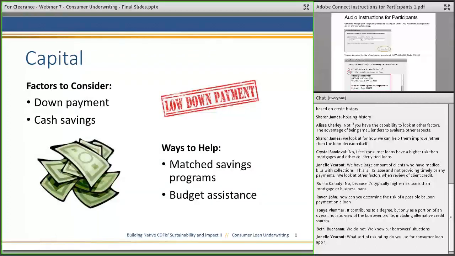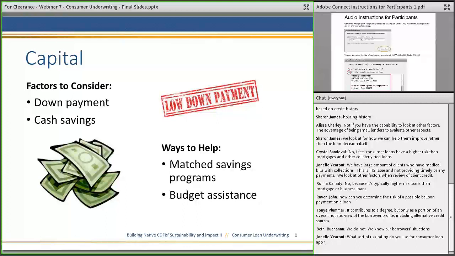Capital. So factors to consider, of course, are the down payment and any cash savings that they might have. Ways that you can help them include a matched savings program, like the IDA programs that Native CDFIs used to do a few years back. Those were really good. Also, any kind of budget assistance that you can offer them.